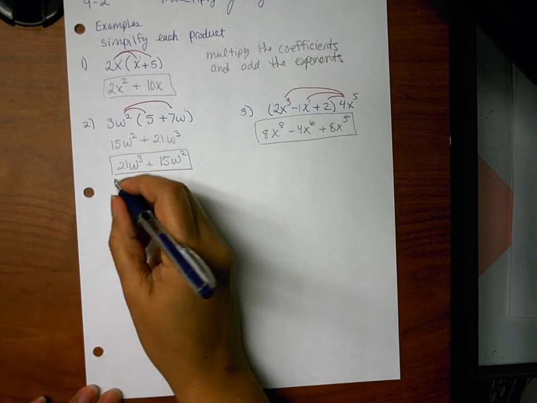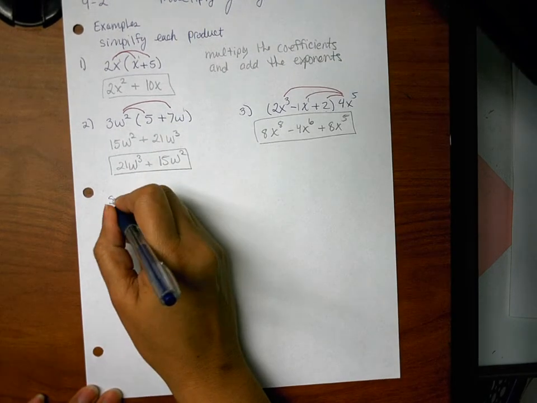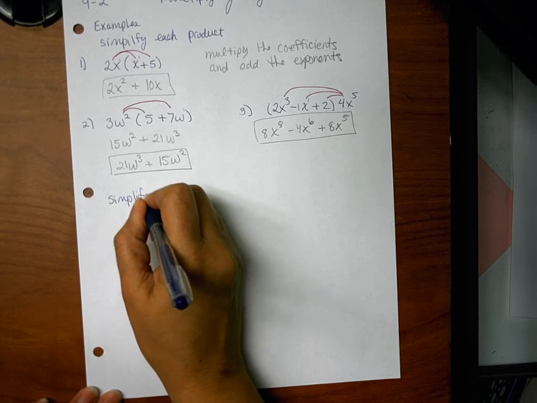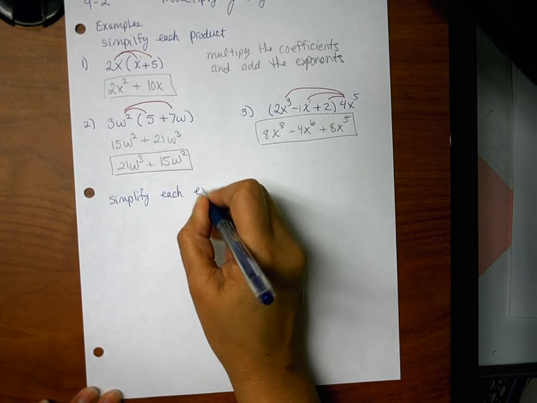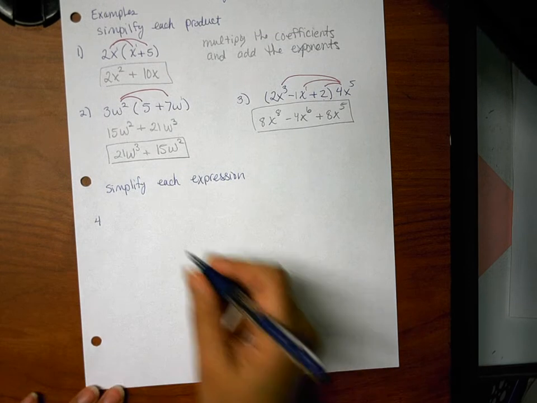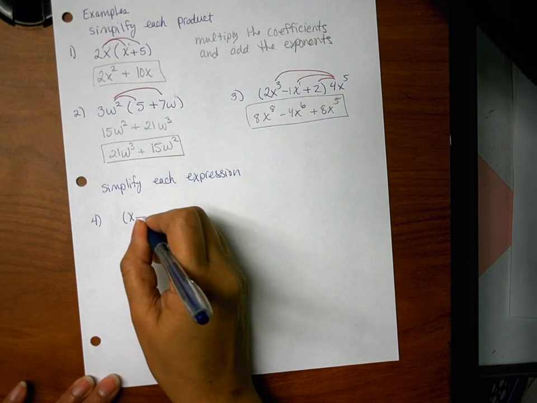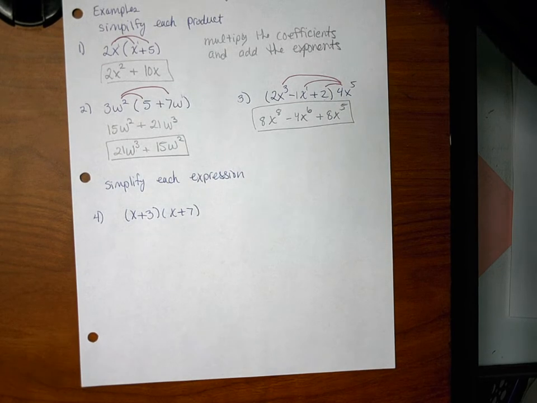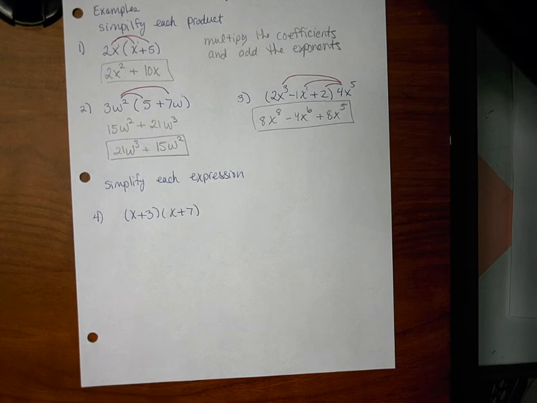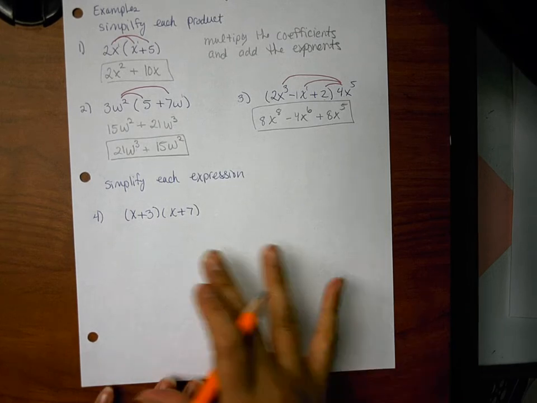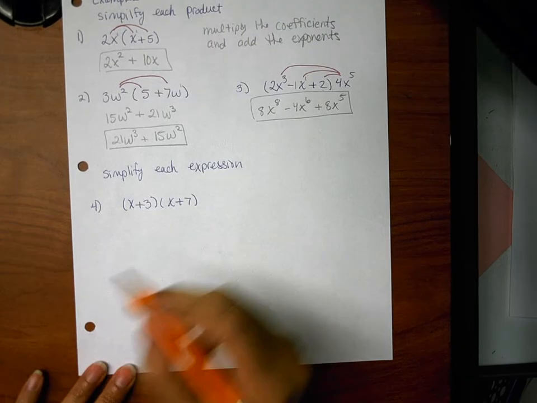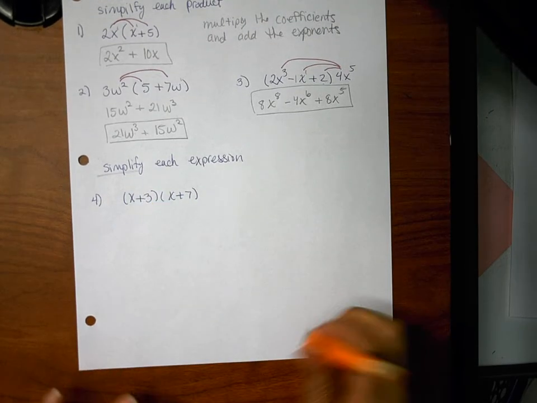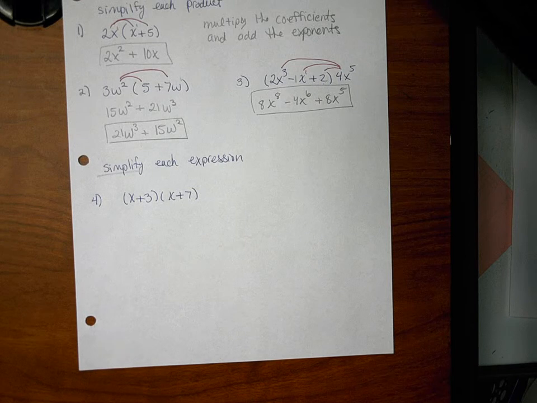All right, simplify each expression. Parentheses, x plus 3 times the quantity of x plus 7. Okay, we're still multiplying, but now we're multiplying 2 binomials. Notice there's no plus sign in between. Because there's no plus sign in between, we're not dropping parentheses. The parentheses are going to stay there until we multiply, simplify.